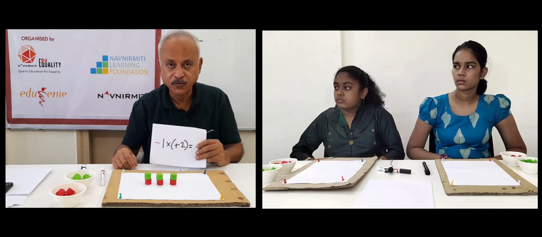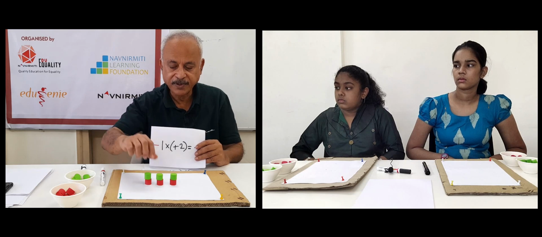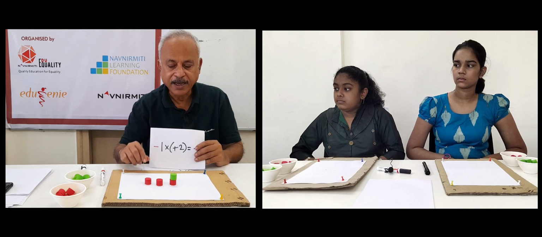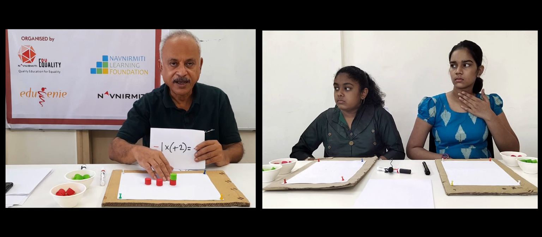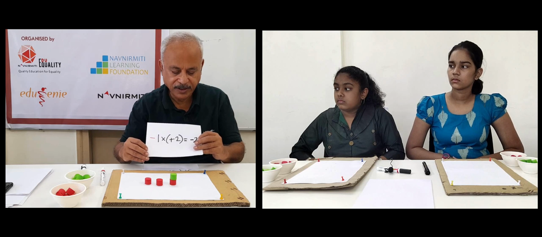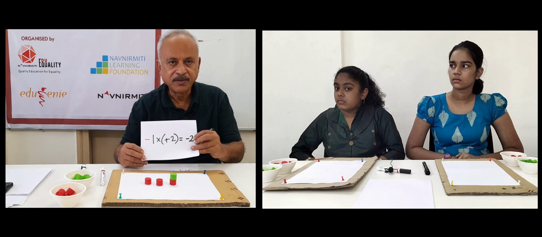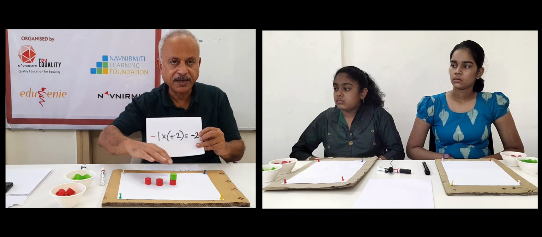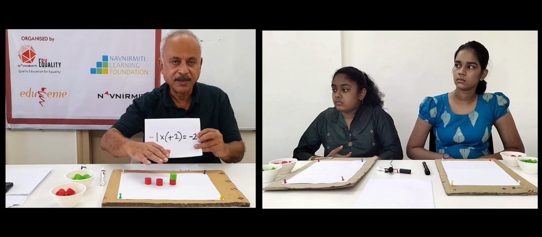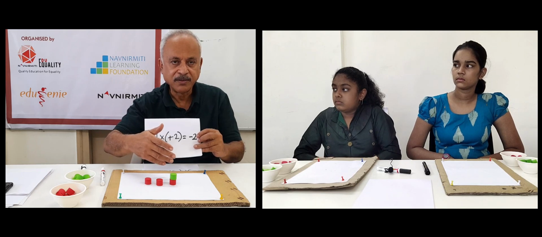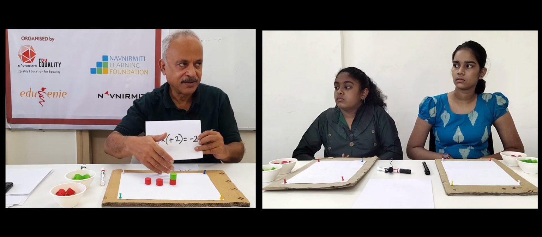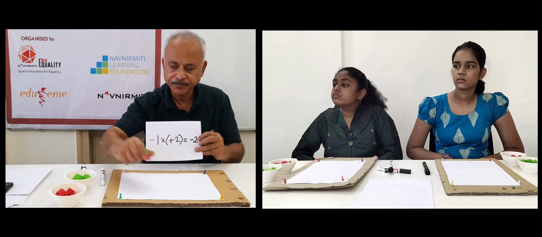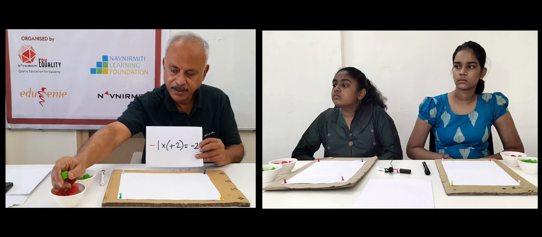Now we can remove 2 positives. I have 2 negatives and 1 zero, which is equal to 2 negatives. So the answer does not change if I take more than 2 zeros in my account to start with. Okay? So now let's go to the next problem.